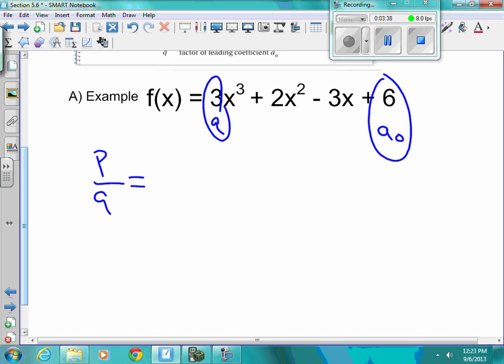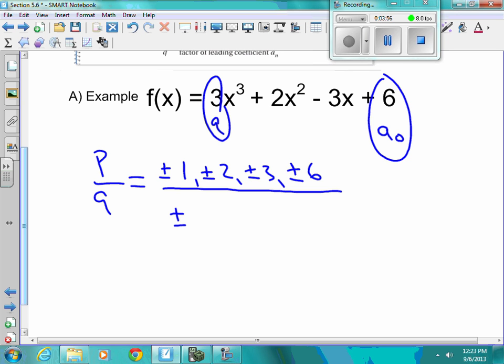So what divides 6? 1 obviously does. 2 divides 6. And 3 divides 6. And of course 6 divides itself. So those are all possible p values. Q comes from the factors of 3. So 1 or 3. Notice I put plus or minus because you could have a positive or a negative number divide 6 or 3.